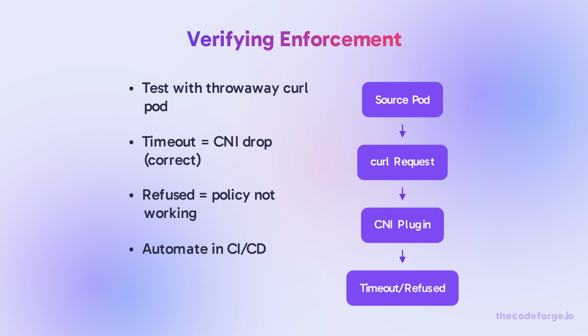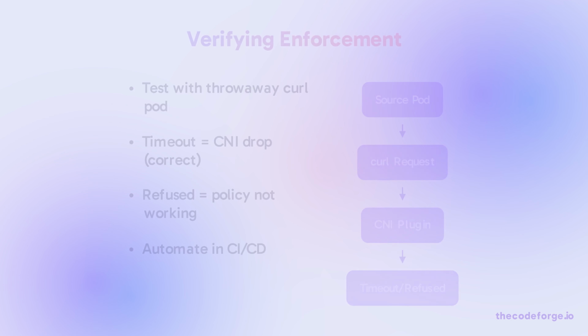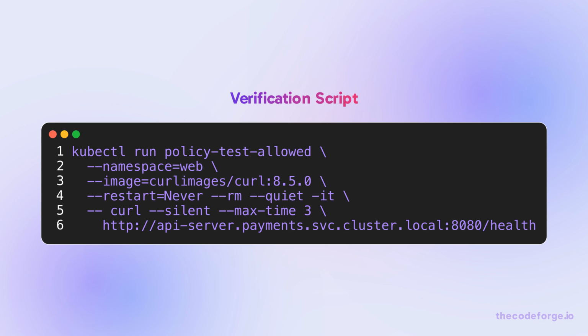Never trust that a network policy is enforced without empirical testing. Use kubectl run with a curl image to test connectivity. A timeout means the CNI is dropping packets correctly. A connection refused means the policy is not blocking. This command runs a temporary pod in the web namespace and attempts to reach the API server. If it times out, the policy is blocking correctly. If it gets a response, the policy allows the traffic.